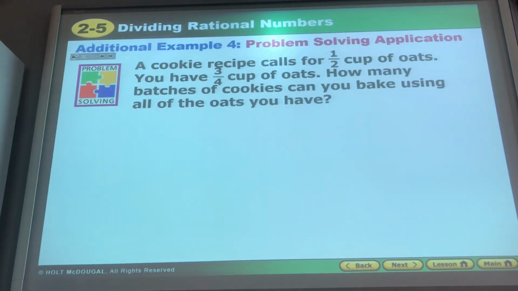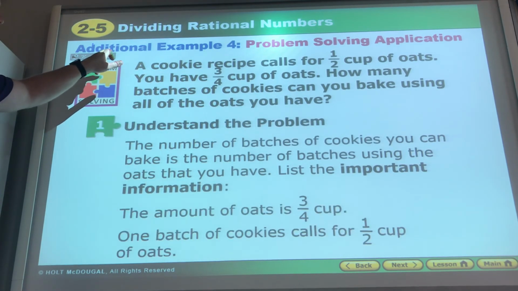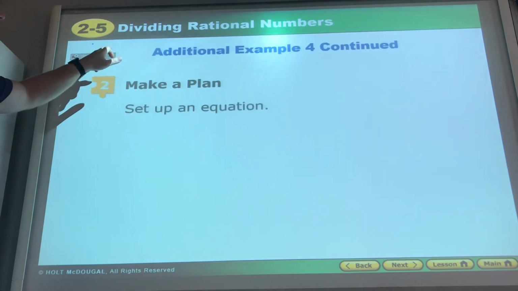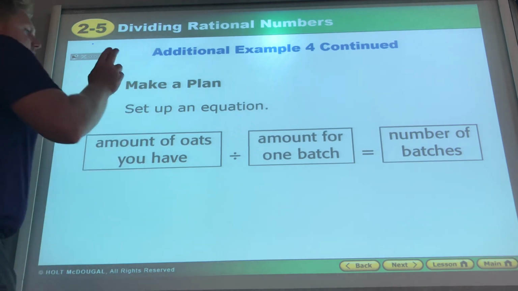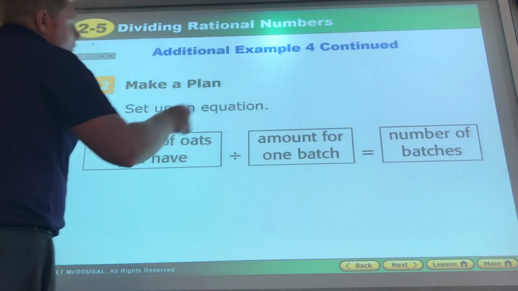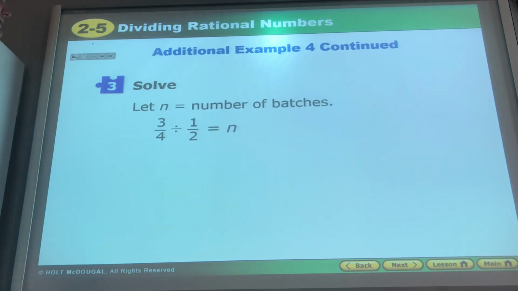Now, a cookie recipe calls for 1/2 cup of oats, and you have 3/4 of a cup of oats. How many batches of cookies can you make using this? This calls us to understand the important parts. 3/4 is what we have. We need 1/2 cup each time. So set up an equation. The amount of oats divided by amount for one batch equals the number of batches you can make. So let N represent that.